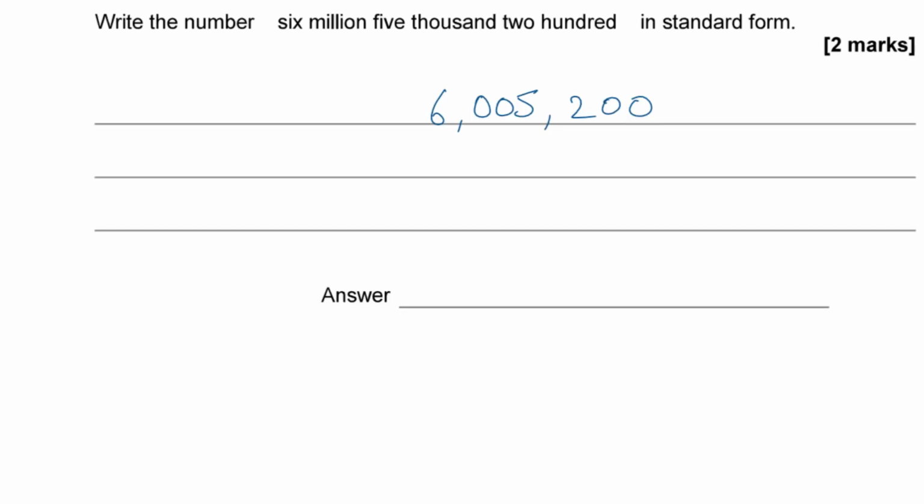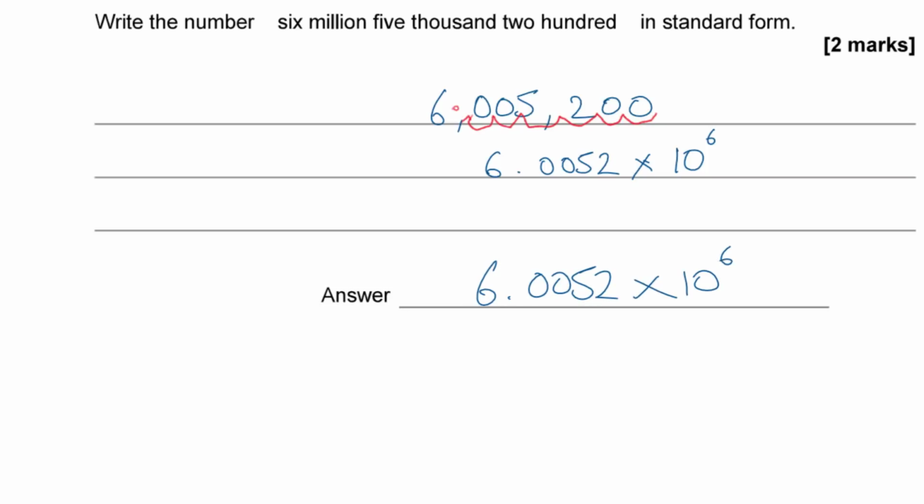Now we can try and write it in standard form. So we're just going to write all the digits. 6.0052. I can forget about the last 2, so I'm not going to change it either way. So times what? 10 to the power of, well, if the decimal point starts here and we're going to end up 1, 2, 3, 4, 5, 6, we're going to move it 6 jumps to get it to there, aren't we? So that's times 10 to the power of 6. So my answer is 6.0052 times 10 to the 6.